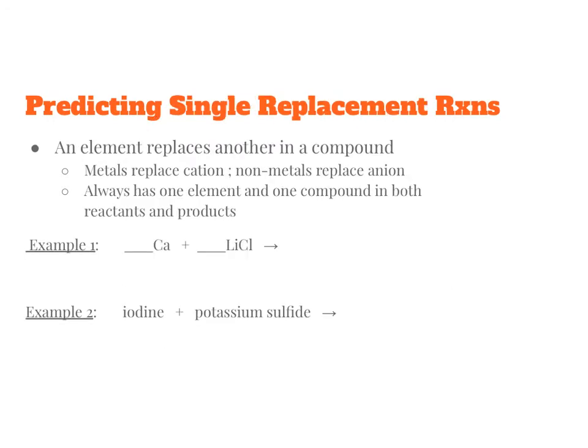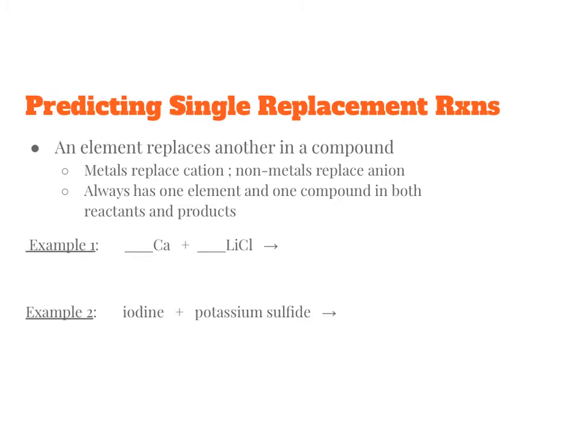All right, so picking up with predicting single replacement reactions. Remember that this is when we have an element replacing another in a compound. So typically your metals are going to replace the cation and your nonmetals will replace the anion. So that's really what you got to look at first.